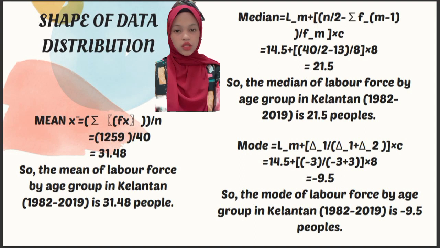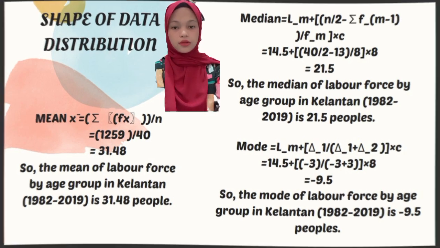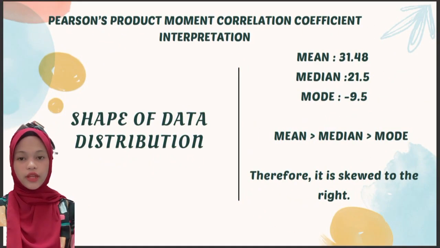2019 is 21.5 people. Next, this is the formula of mode. So the mode of labor force by age group in Kelantan 1982 until 2019 is 9.5 people. The answer for the shape of data distribution is mean bigger than median, bigger than mode. Therefore, it is skewed to the right.